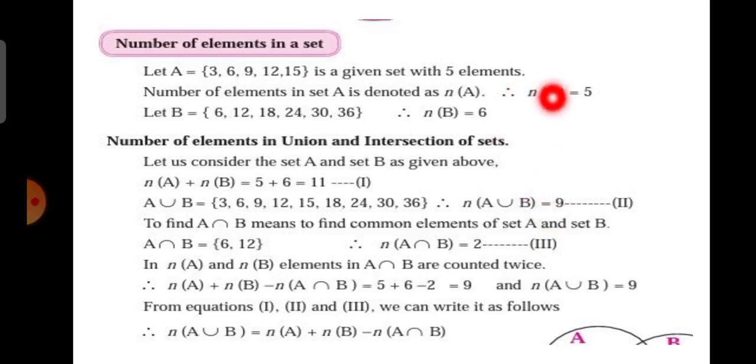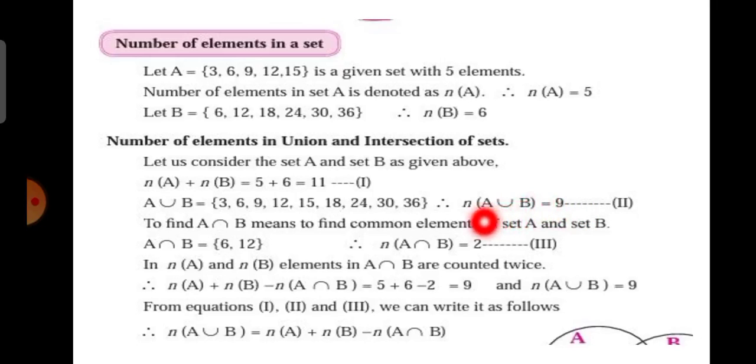And here the number of elements in set A is 5 and the number of elements in set B is 6. So the number of elements in set A plus set B is 5 plus 6 equal to 11. But when you take the union of these two sets, the number of elements is 9. It means 2 elements are common. They are not repeated. 2 elements are common.